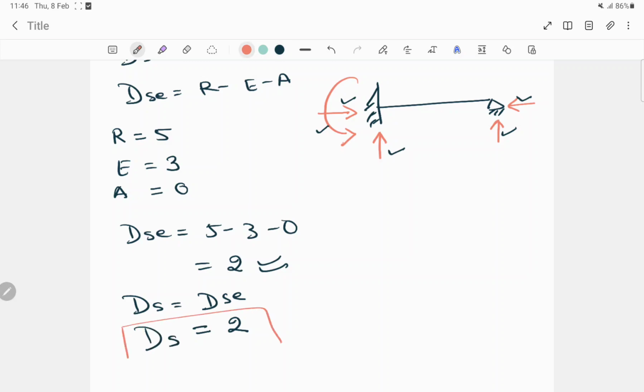So these are some examples for the degree of static indeterminacy, and in my next video I will be discussing the degree of static indeterminacy in the case of plane truss. Thank you.